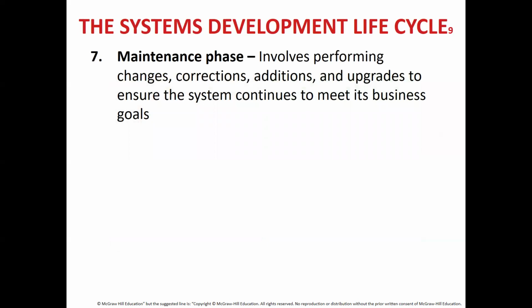Maintenance phase involves performing changes, corrections, additions, and upgrades to ensure that business continues to meet its goals. Like I mentioned at the very beginning, the maintenance stage is an ongoing phase. Wherever you try to provide adequate support to the system, you try to fix errors, you try to make some form of additions, or if need be, upgrade the system or the version of the system.